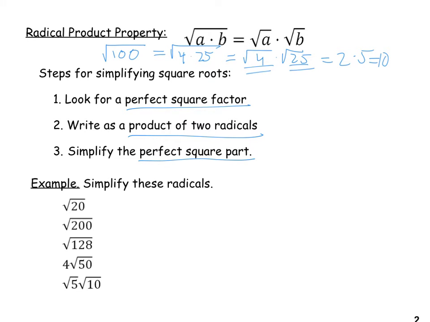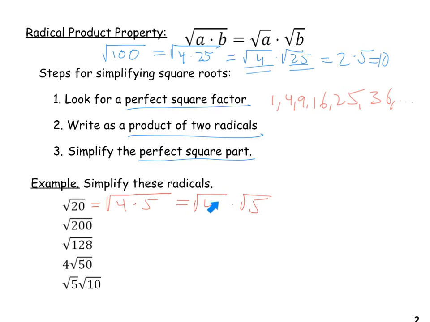So we got the square root of 20. Well, we want to look for a perfect square. Is there a perfect square that multiplies to make 20? Those again are 1, 4, 9, 16, 25, 36, so on and so forth. Well, I do believe that 4 is a factor of 20. So let's write 20 as 4 times 5. So we can break that up into the square root of 4 times the square root of 5.